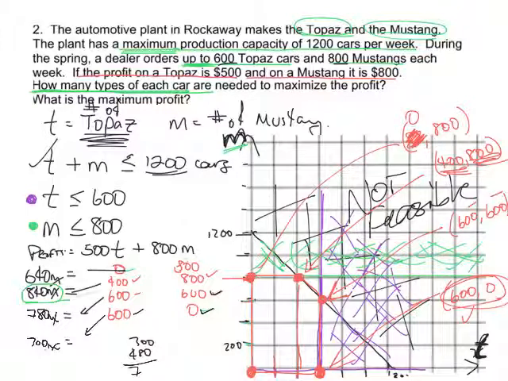So the largest combination is going to be right here, $840,000, and that is if we sell 400 Topaz and 800 Mustangs.